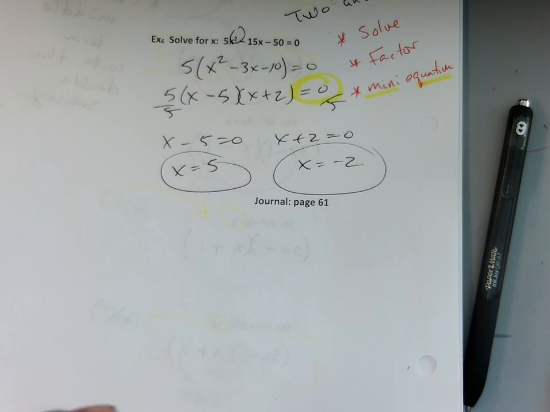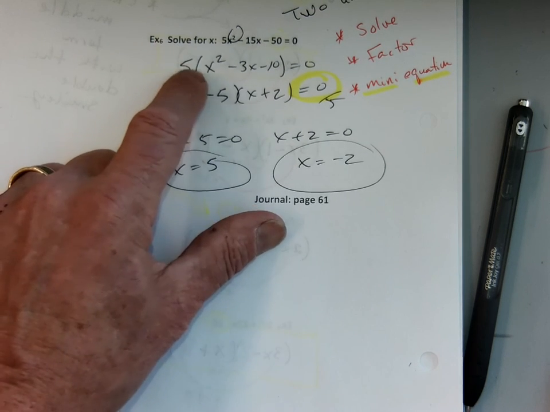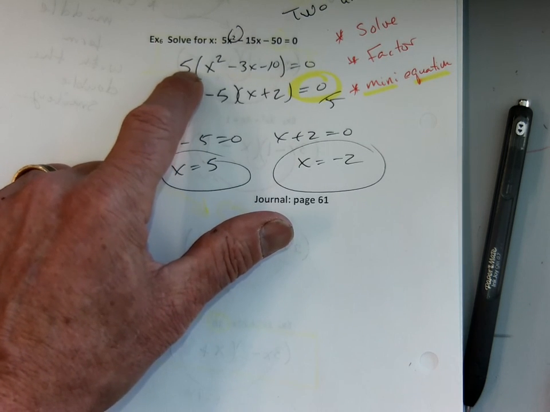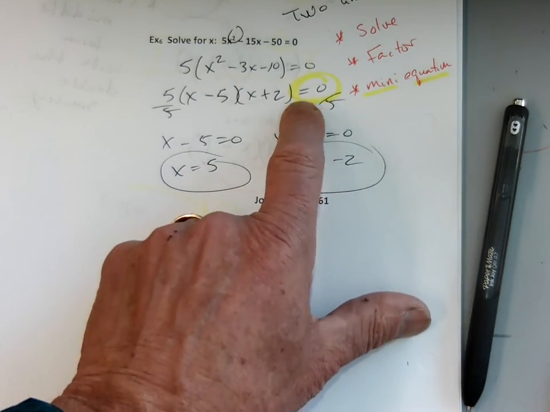You could just erase the 5. Yep. If it had an x, you couldn't. But it doesn't, does it? So we just got rid of it, only because of the 0. Only because it equals 0, right?